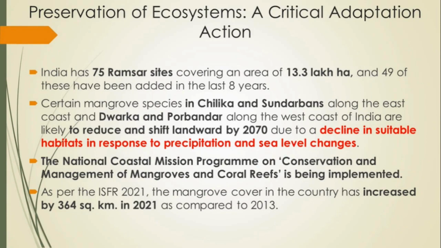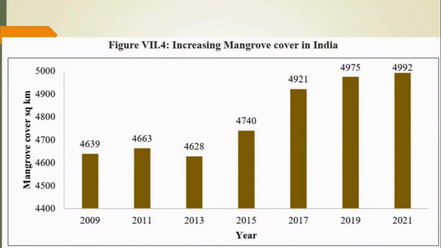But simultaneously, the threat here is that the mangroves in this region of Dwarka, West Bengal, Odisha, are receding towards land because of the change in the precipitation pattern and global warming changing the sea level. So here the graph talks about the change in the mangrove cover in India. We can see from 2009 up to 2021, slowly mangrove cover is increasing. It's not increasing very fast, but yes, slowly it is increasing. At least it is not decreasing, which is good news for us.